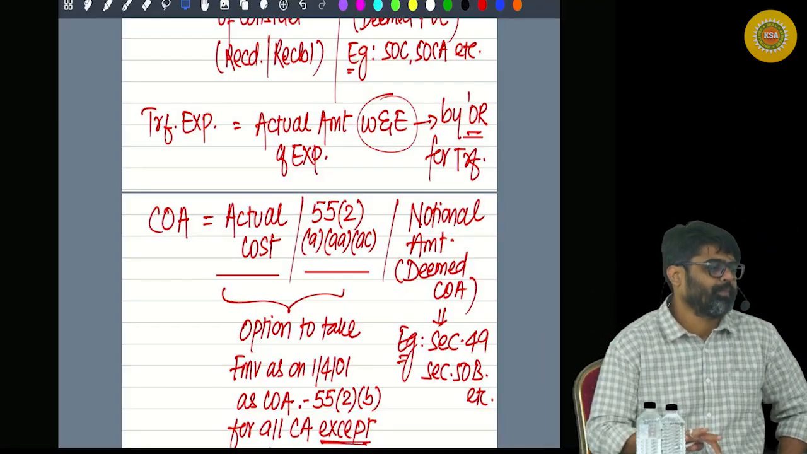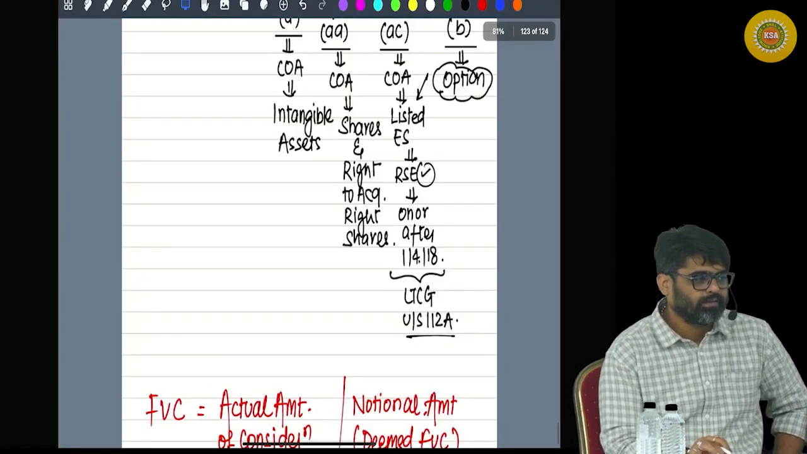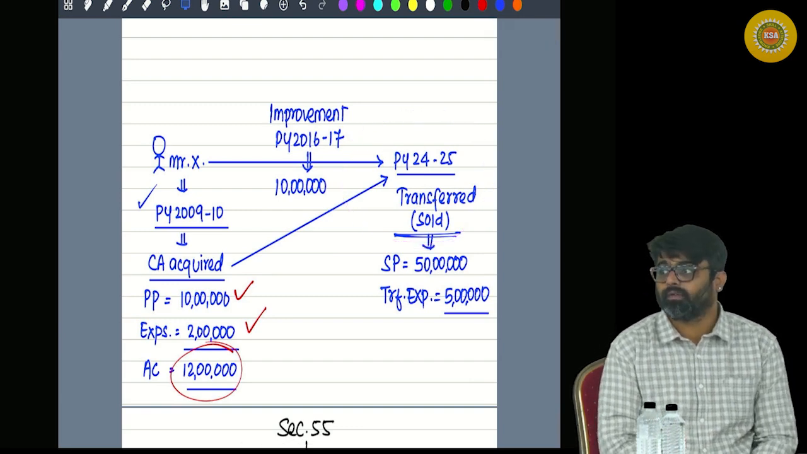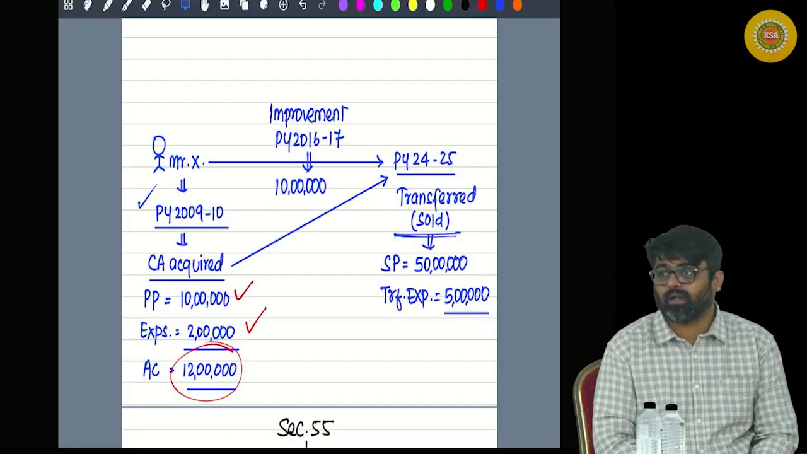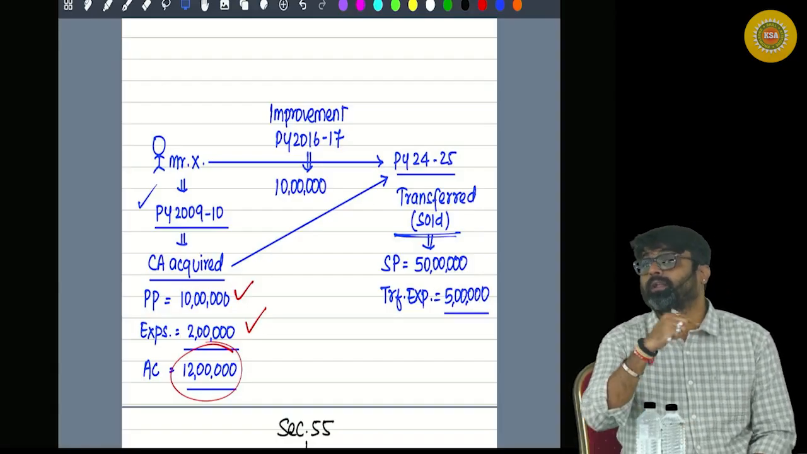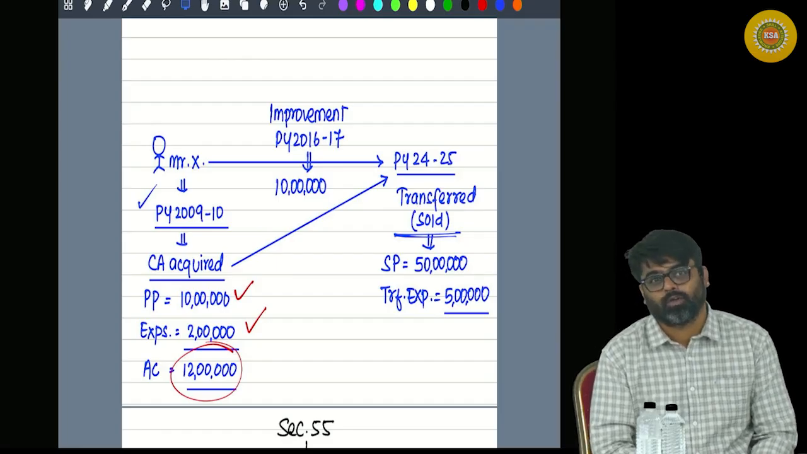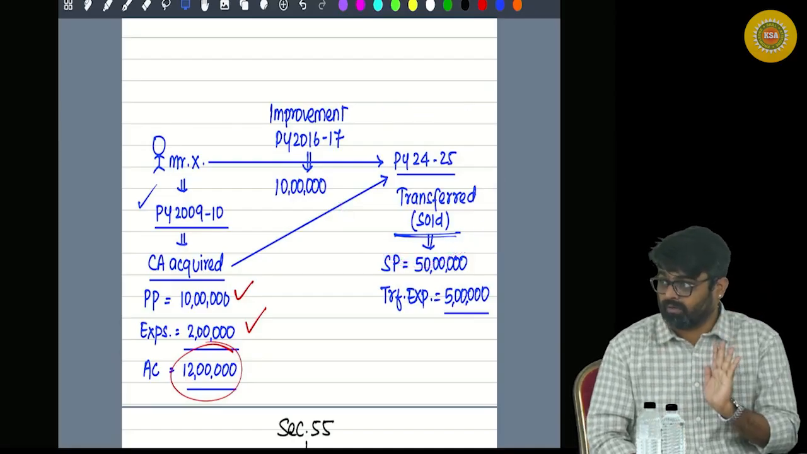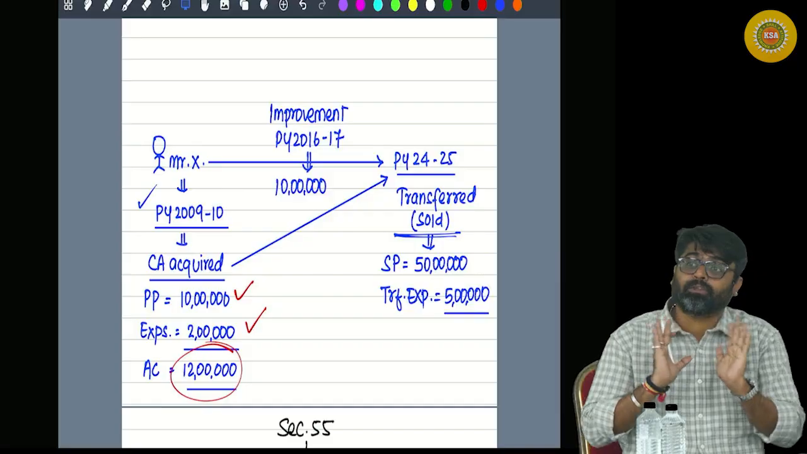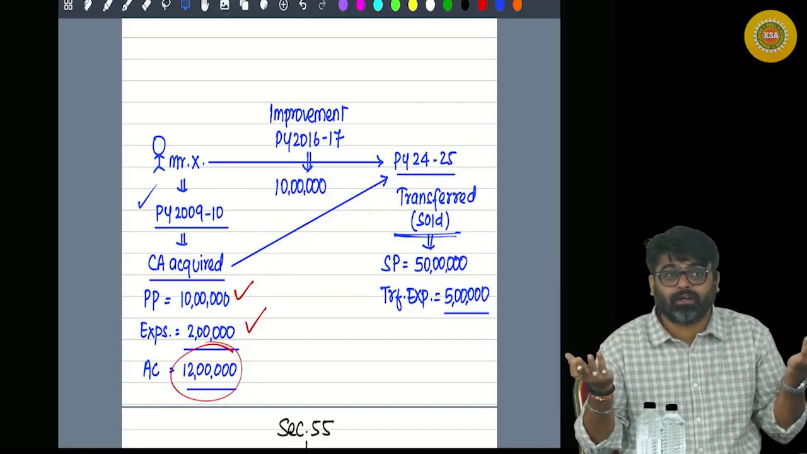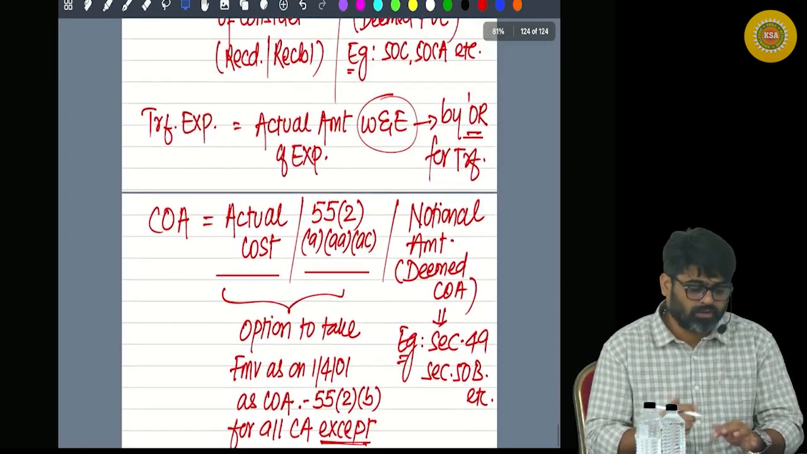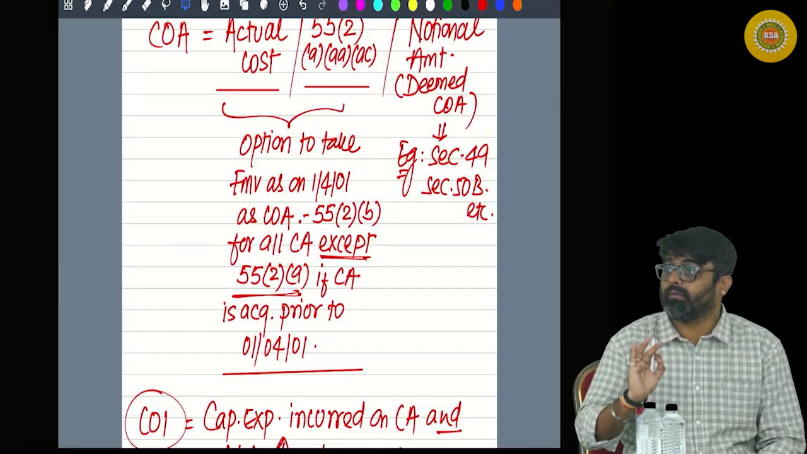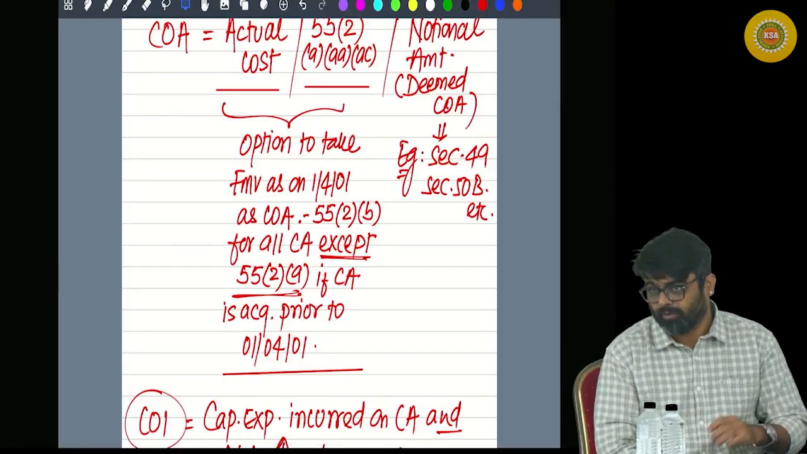Now wait. Now you'll have to see the date of transfer also. If the date of transfer is prior to 23rd July, then the period of holding has to be checked: 12 months, 24 months. If you check the period of holding and the asset happens to be a long-term capital asset, then the cost of acquisition and the cost of improvement which you have identified will be indexed also. So one note I am writing here.